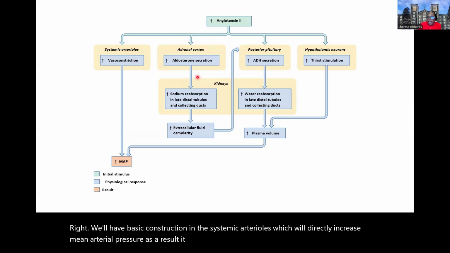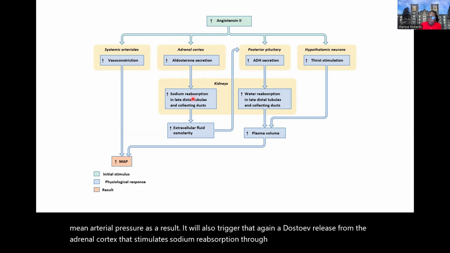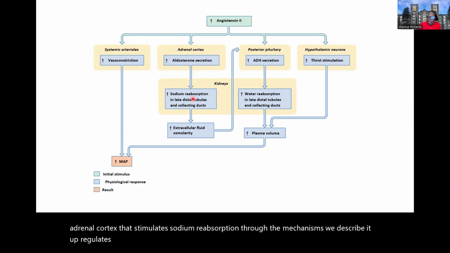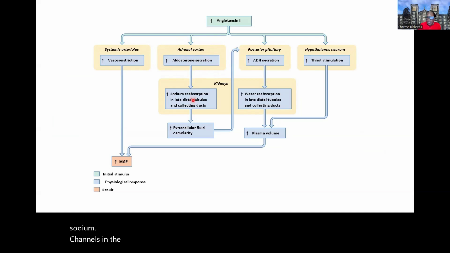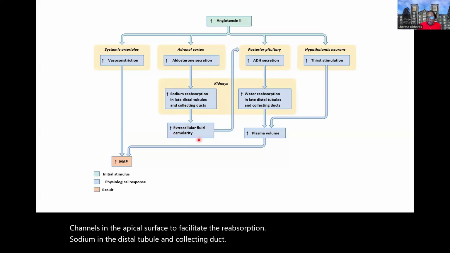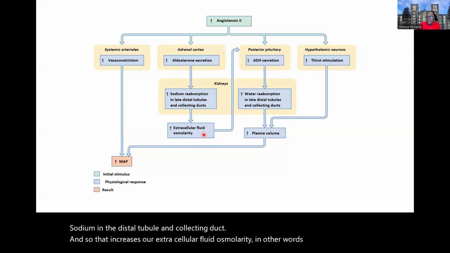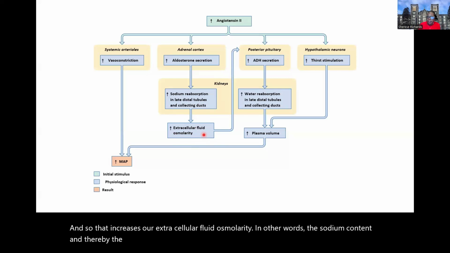It will also trigger, again, aldosterone release from the adrenal cortex. That stimulates sodium reabsorption through the mechanisms we described. It upregulates the insertion of sodium-potassium pumps in the basolateral surface and those sodium channels in the apical surface to facilitate the reabsorption of sodium in the distal tubule and collecting duct. And so that increases our extracellular fluid osmolarity. In other words, the sodium content and thereby the fluid content and pressure of our plasma.